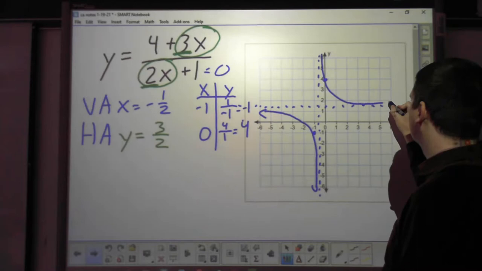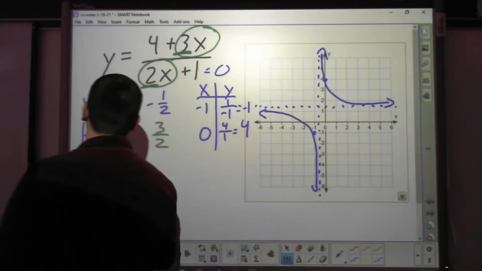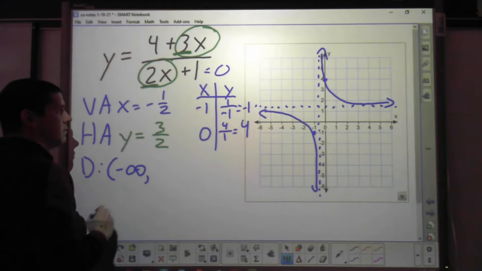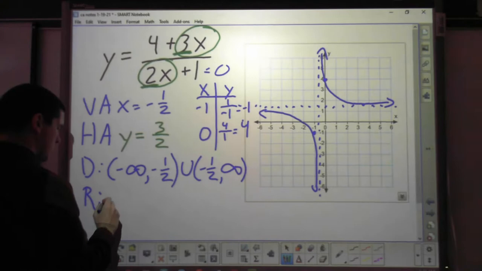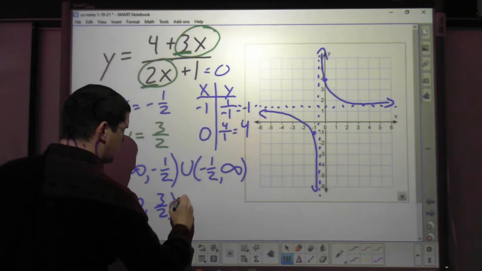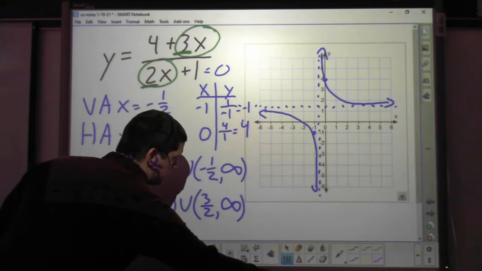Domain and range, we still need those. Look at our vertical asymptotes, they help us out. Domain: negative infinity to -1/2, union, -1/2 to infinity. Our range: negative infinity to 3/2, union, 3/2 to infinity. All right.